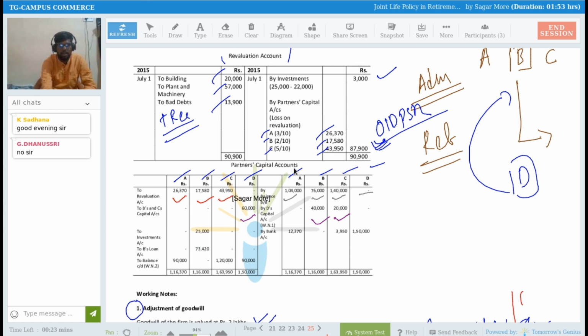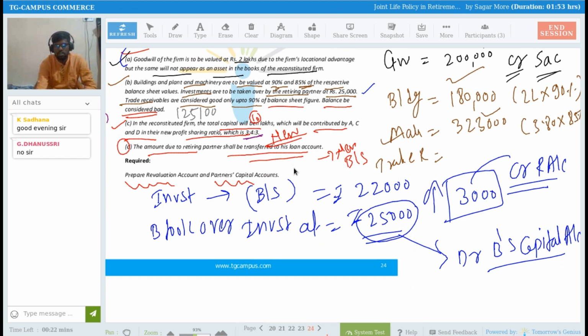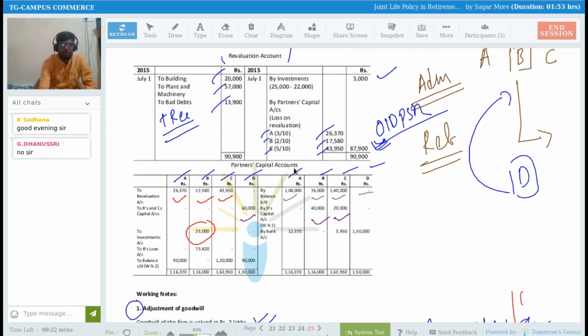Right? Done? Okay. Now investment value is transferred. The retiring partner, who is B, is taking over that investment. So I have written here, if you remember, you have to just debit retiring partner's capital account for 25,000. I have written because that investment is taken over by B's capital, right? 25,000. Done? Then, as clearly mentioned in the question, whatever will be the balance of the retiring partner, we have to consider as a loan of B, right?